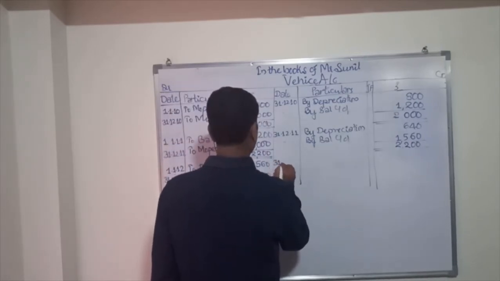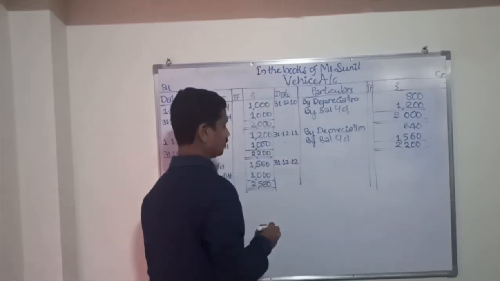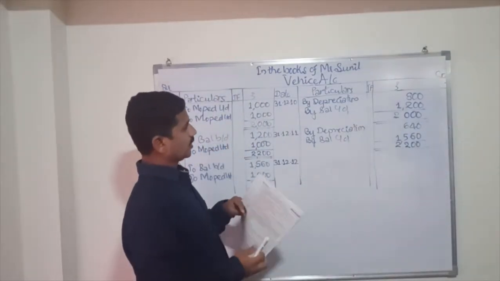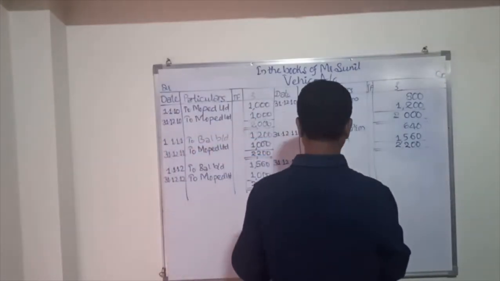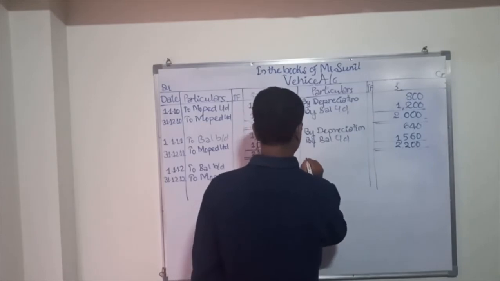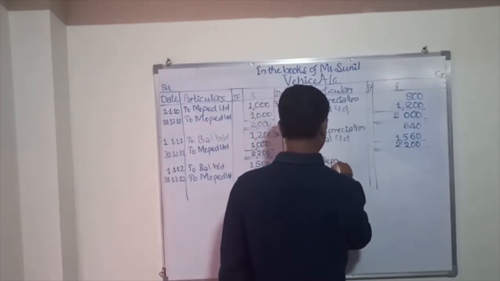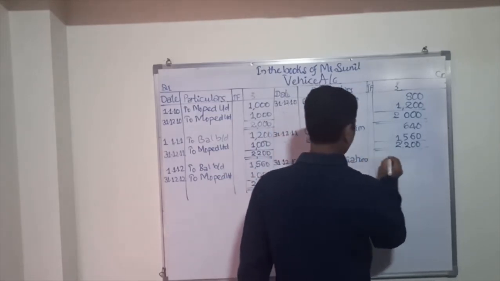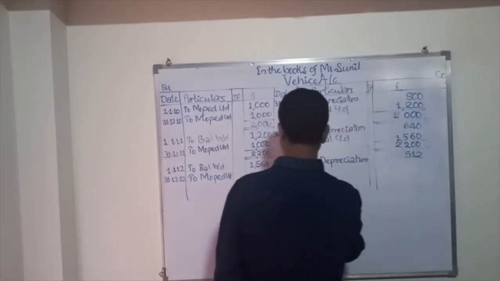On 31st of 12, 2012, when the depreciation is allowed, again the same entry remains here. That is depreciation account debit to vehicle account. So vehicle account is credited by depreciation. So by depreciation, 512, which we have calculated in the hire purchase chart.